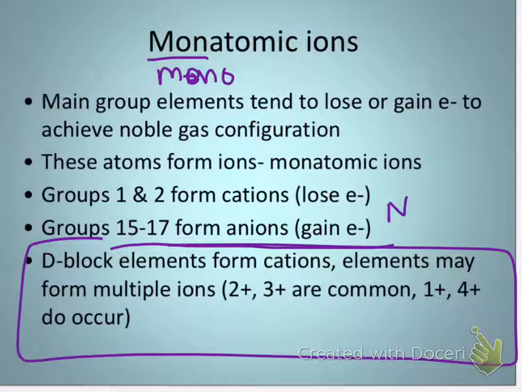So they do form cations, but it's not as easy to predict. A lot of them can form multiple ions, and you'll get a chart with those. You will not have to memorize them, though honestly, after you've used them for a little while, you'll have the common ones memorized just from using them, which is the best way to memorize things.